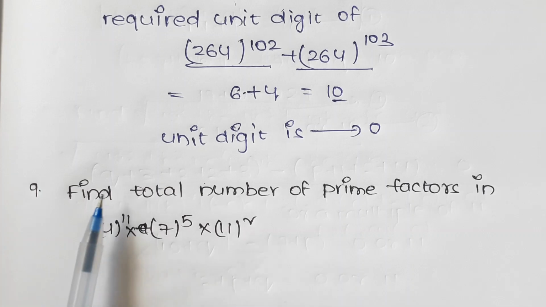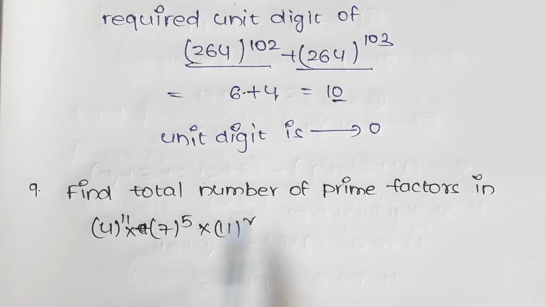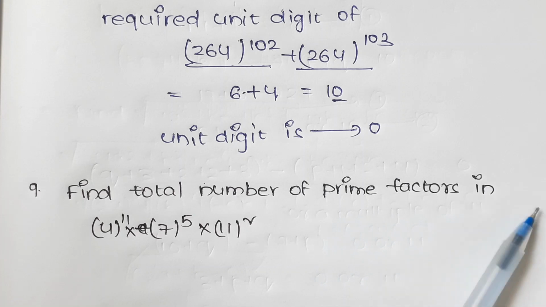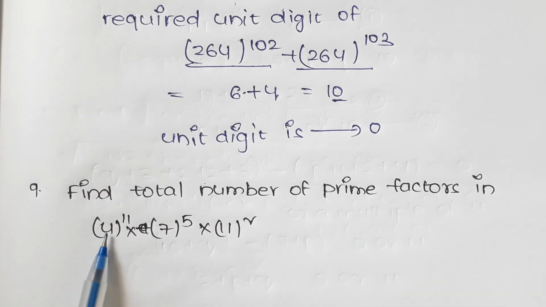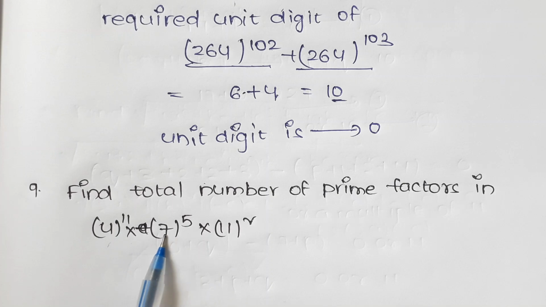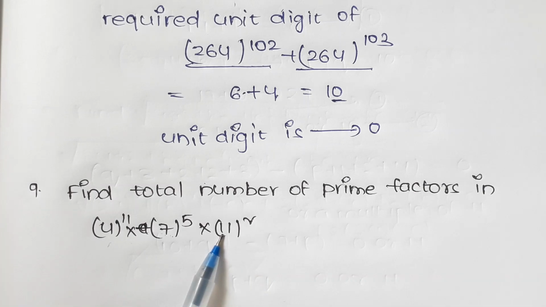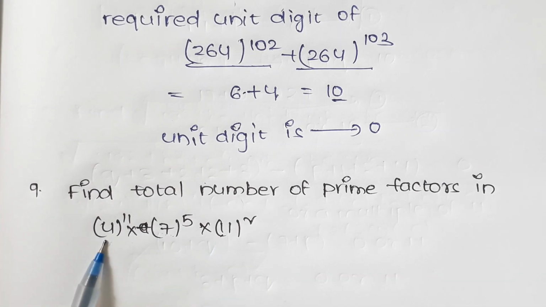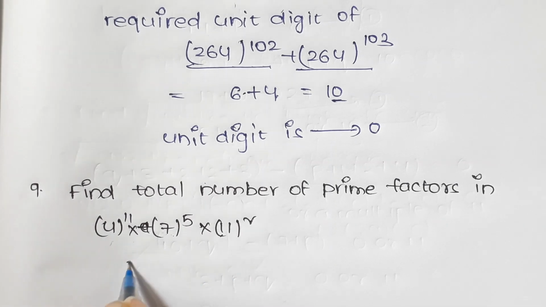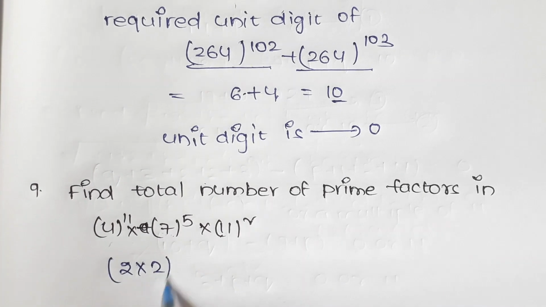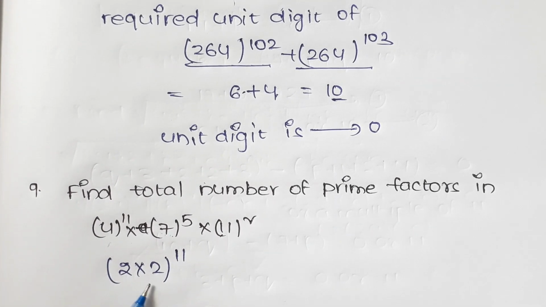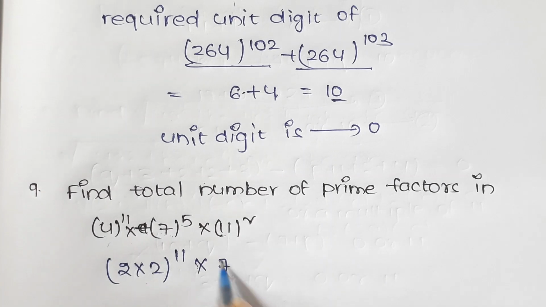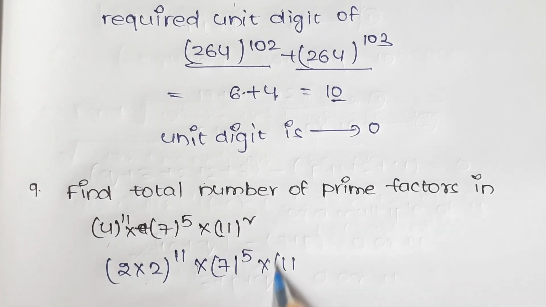Here is another model, that is find total number of prime factors in the given number, that is 4 power 11 into 7 power 5 into 11 square. Here we know that 7 and 11 are prime numbers, and here 4 is not a prime number. So we should change it into prime numbers. So now 4 can be written as 2 into 2. We know that 2 is a prime number. 7 power 5 and 11 power 2.